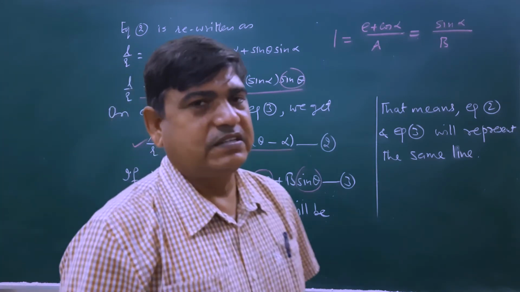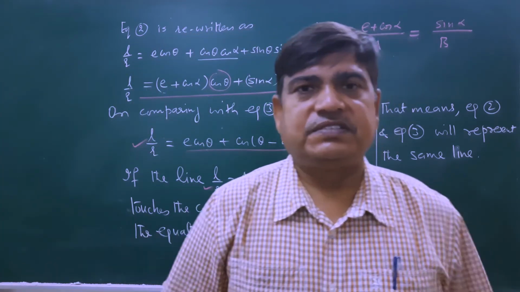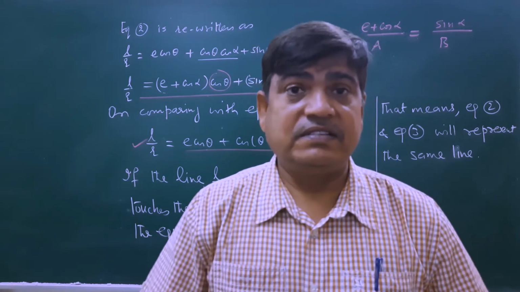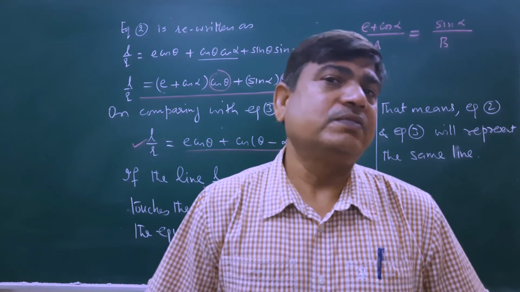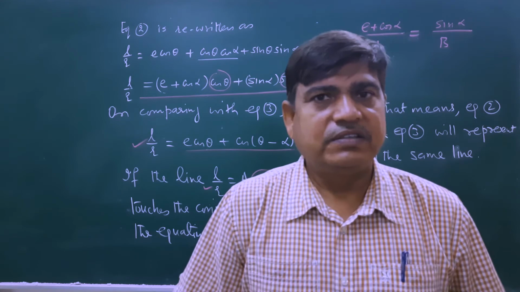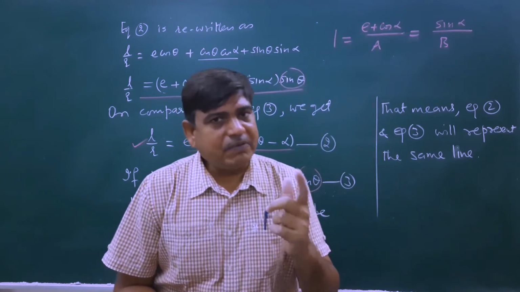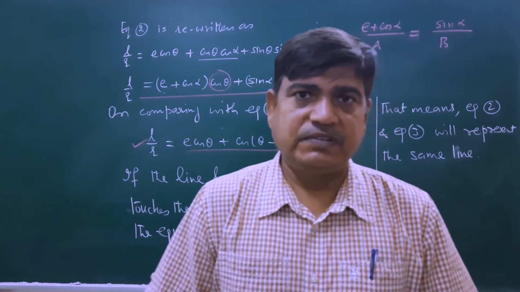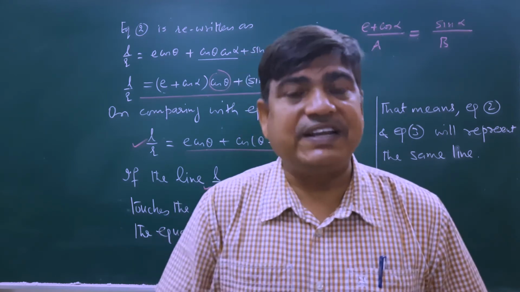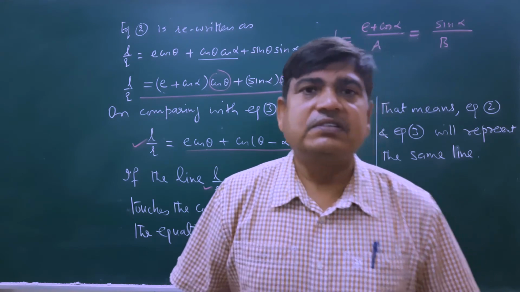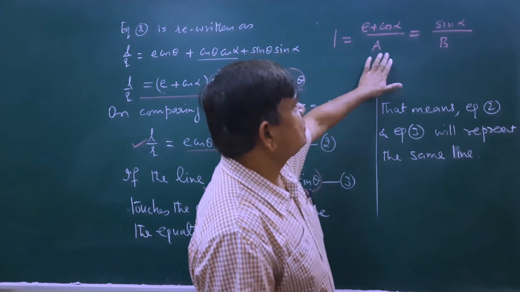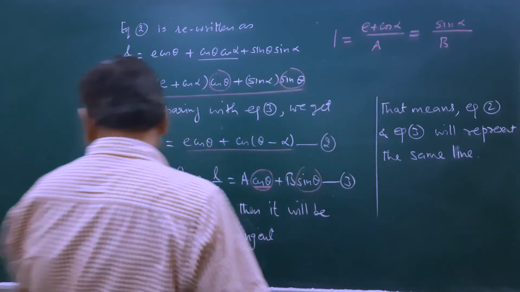Whenever you find two equations represent the same locus, the same thing, then we can compare their coefficients of like terms. You always remember this. So, how to solve this question? We know the equation of tangent. The given line is also the tangent. That means both will represent the same thing. So, we compare the coefficients of like terms.